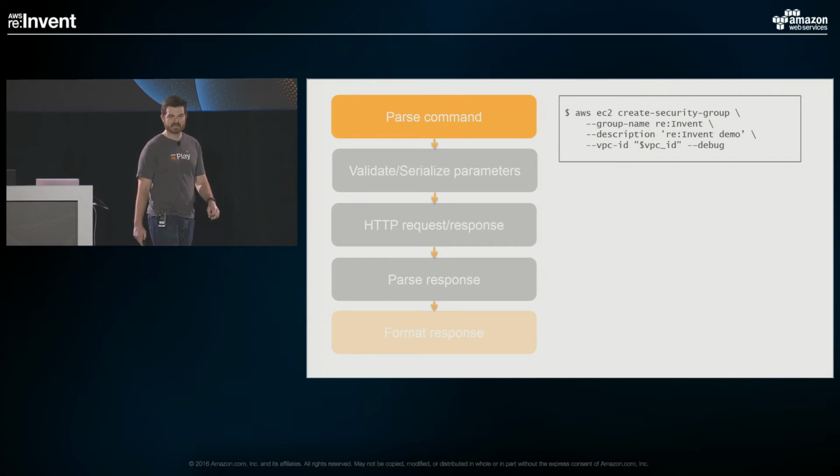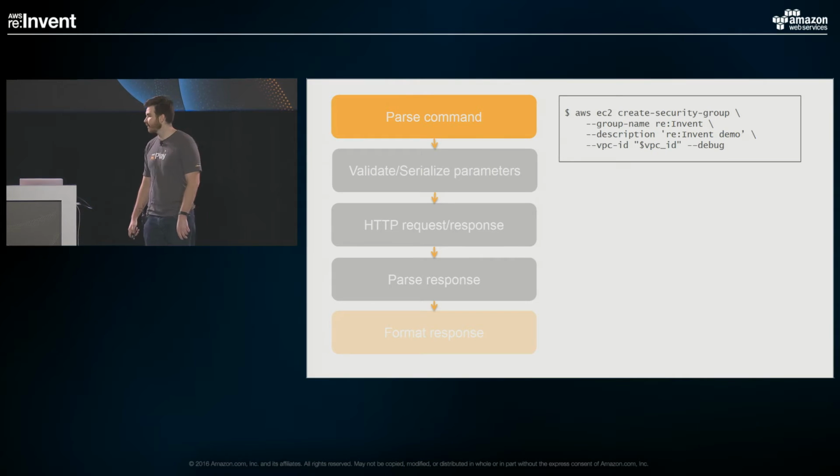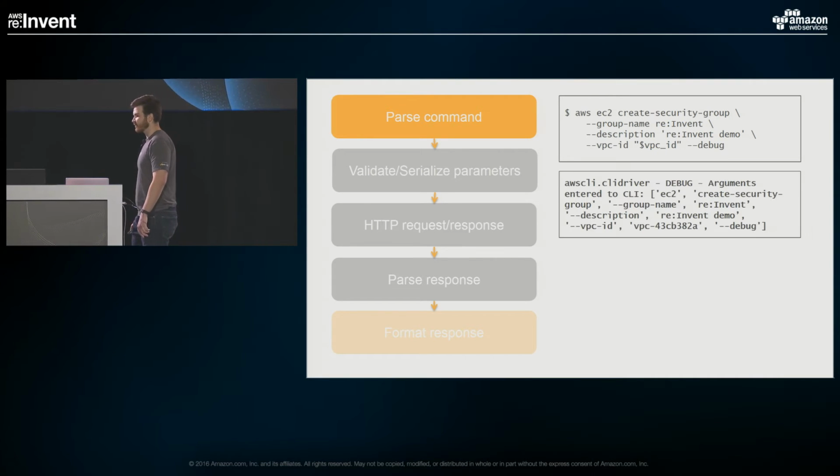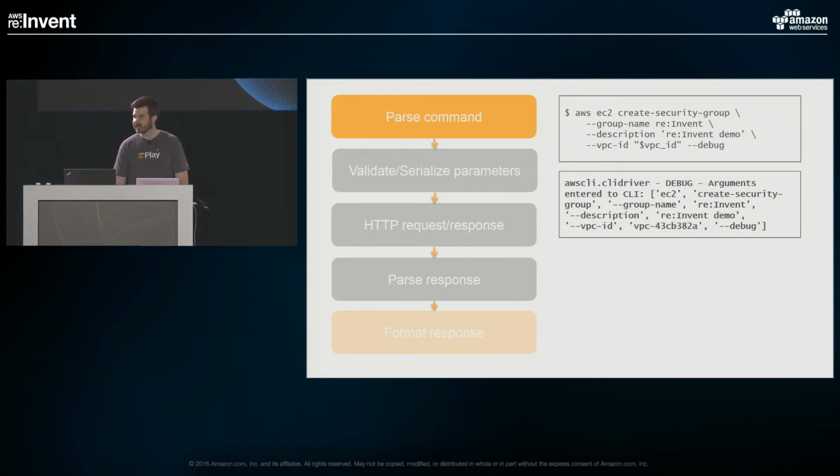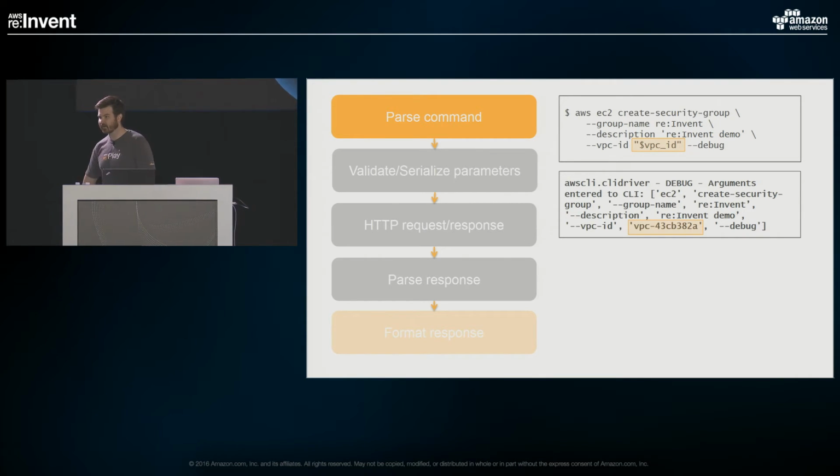So here's a sample command that I've put up. And looking at the parsing of the command part of the stack, one log message that I really like using is the arguments entered into the CLI. While this may seem obvious, it's particularly useful if you're using bash substitution, so that you can actually see what the literal value passed in is.